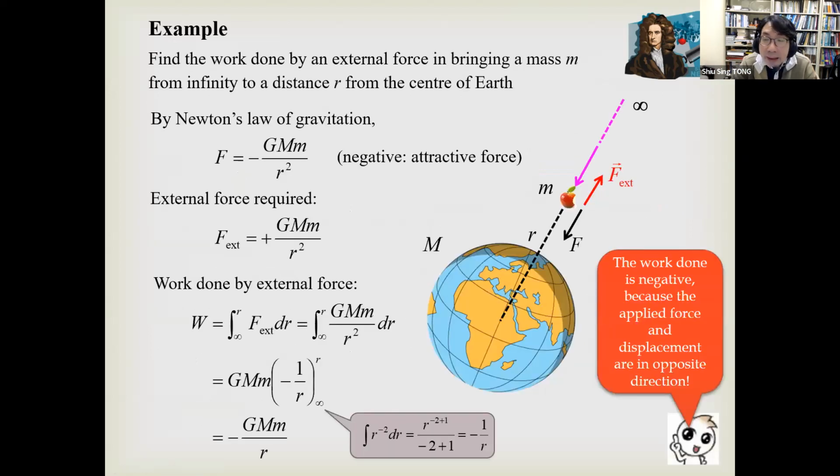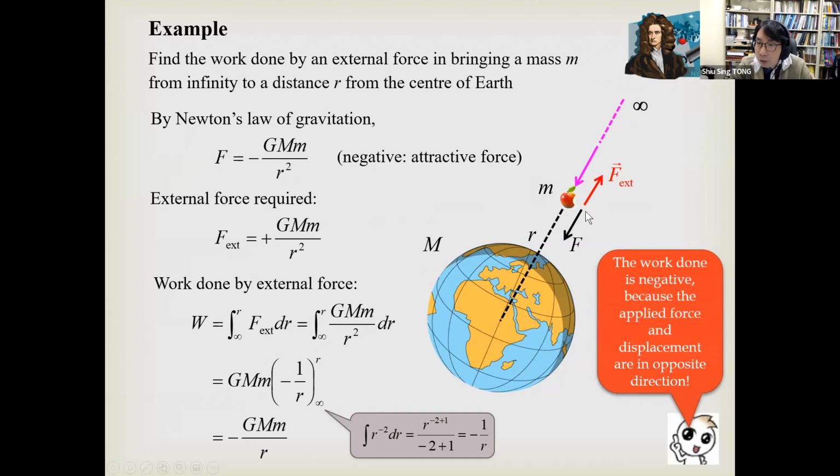Now, before the break, let us study a slightly more difficult problem. It is about the work done in bringing an object from infinity to a certain distance from the center of the Earth. Now, suppose we have an apple again. We consider the apple again.